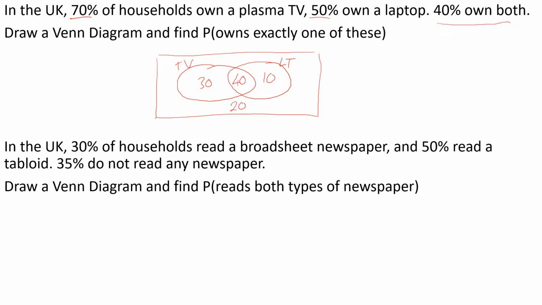We want to find the probability someone owns exactly one of these. That's the 30% that own a TV, the 10% that own a laptop, put them together, 40%, or 40 out of 100. Okay, this second question is slightly different in that we can't start from the center. We need to be a bit cleverer about overlaps. Again, pause it, have a go while I'm drawing this out.